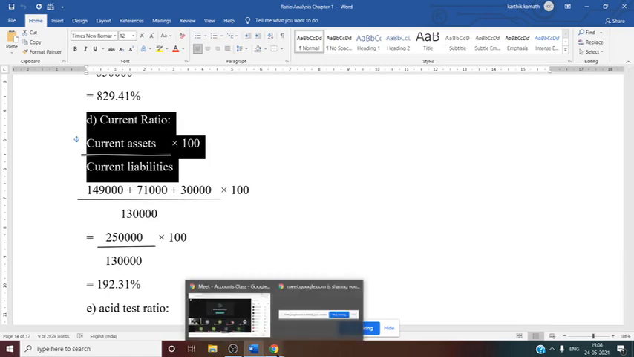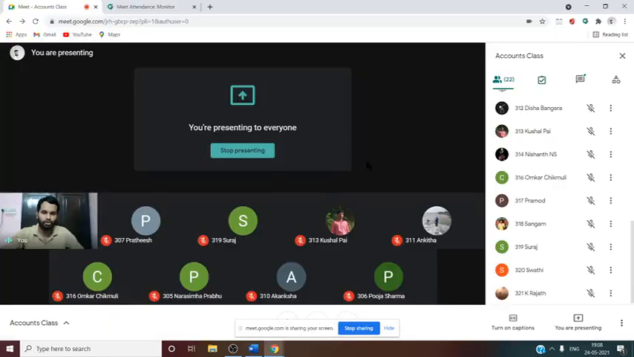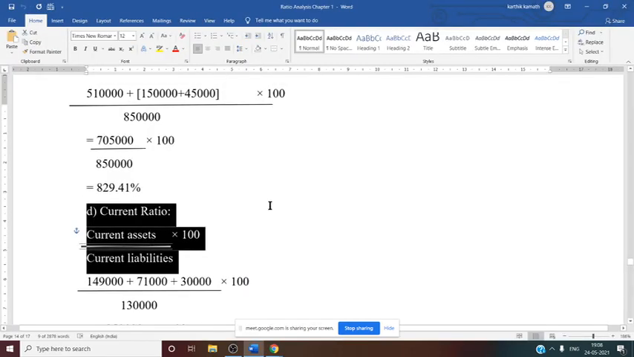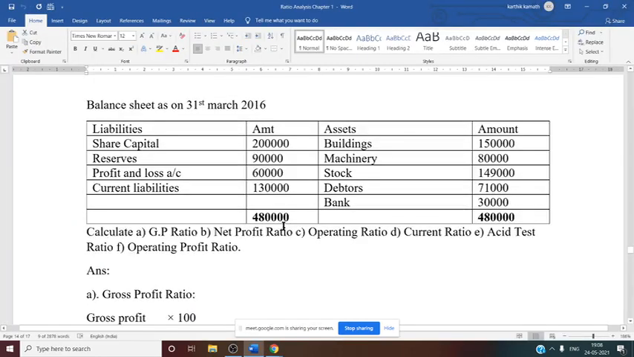Current ratio and working capital ratio are one and the same. So if they ask for the working capital ratio, you can use the same formula. If they ask you to calculate working capital, then you need to deduct current liabilities from current assets. That you also need to keep in mind. Now, current assets: let us see the balance sheet.